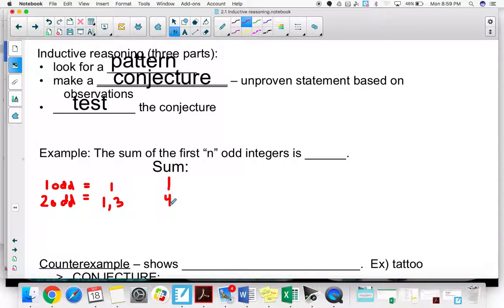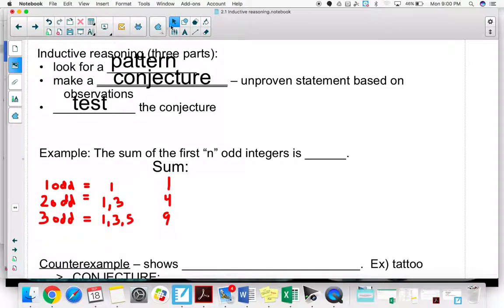All right, and then we're just going to repeat this pattern until we can find some type of relationship between how many numbers we're using and what the sum is. So let's do 3 odd numbers. Basically that's going to be the 1, the 3, and the 5. If I add those all up, 1 plus 3 is 4, plus 5 is 9. Let's try maybe 2 more. Some of you might even start to notice a pattern here.